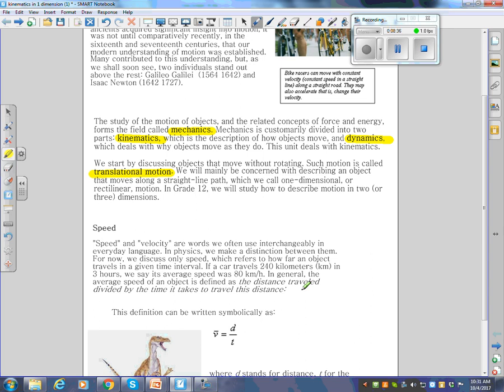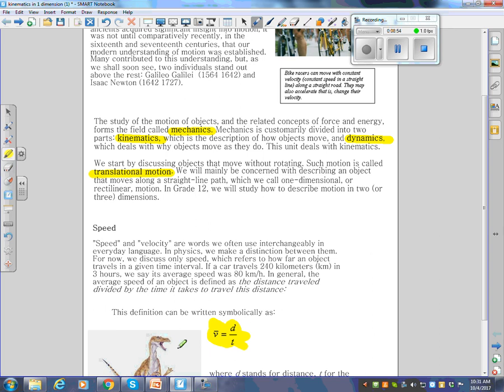And symbolically, in a formula, you would write it like this. And I think you've seen that in grade 10. Have you not? You should have. You've seen it in grade 10. V equals D over T.